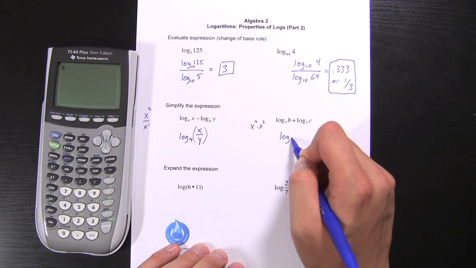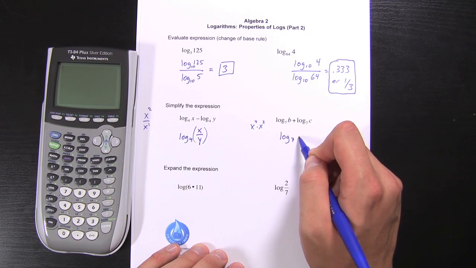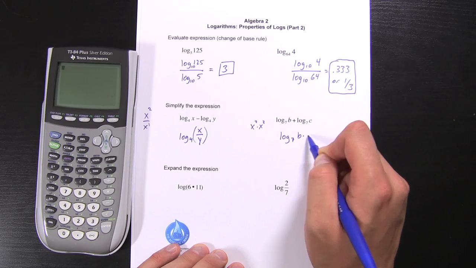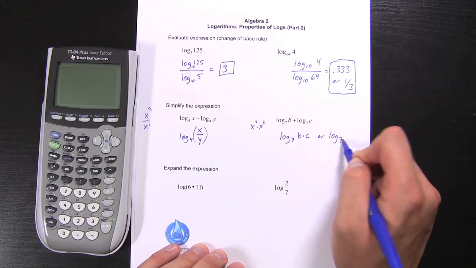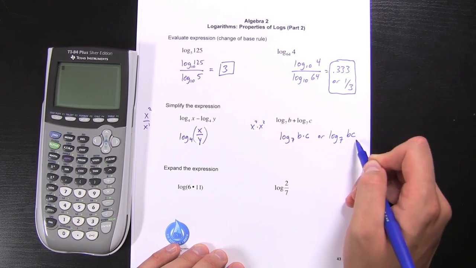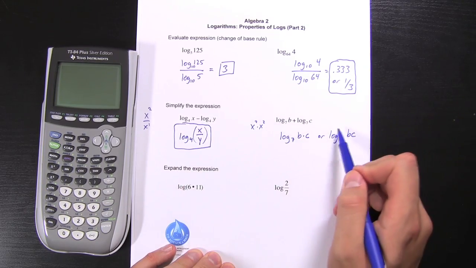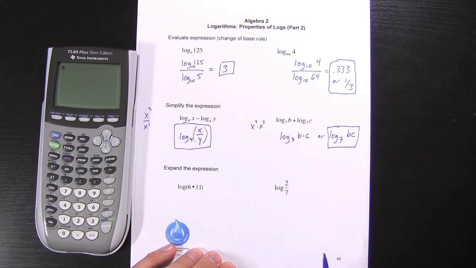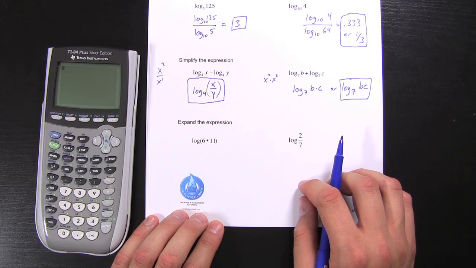So we're going to take log to the base 7, and instead of writing log plus log, we're going to write b times c. Or you can even just write it as log to the base 7 of bc, because the letters are multiplied by each other. So these are my two answers for the next two problems. All right, so that's simplifying expressions, basic properties of logs, just getting your feet wet. There may be more problems you need to solve for your homework assignment. I'm just here to show you the basics.